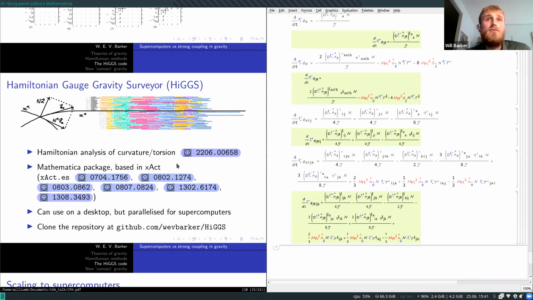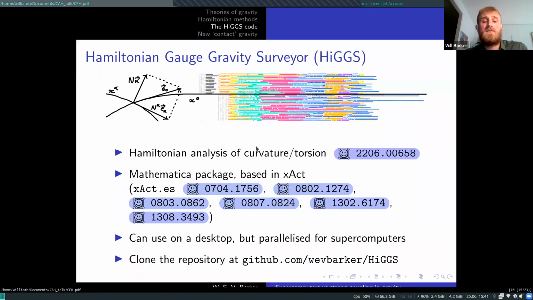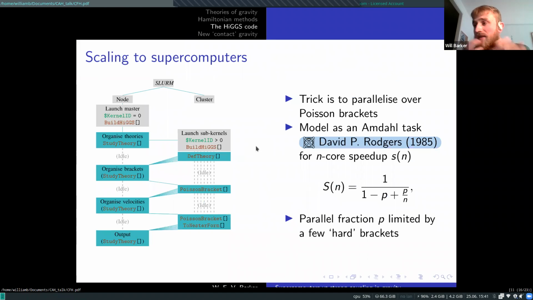Okay, so just to return to the main body of the talk, how do we scale the analysis to supercomputers? Well, HiGGS is parallelized over the fundamental computational unit of Hamiltonian analysis, which is the Poisson bracket. And so the benefits you get from that parallelization, the restrictions on the speed up, are going to be dominated by the slowest brackets involved in the calculation. What is it that makes brackets slow? Well, we saw originally, just in this example notebook, how complicated the operands in the bracket could be, how big and messy those covariant quantities are when you're actually evaluating brackets.